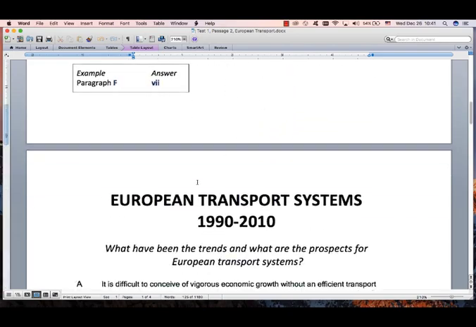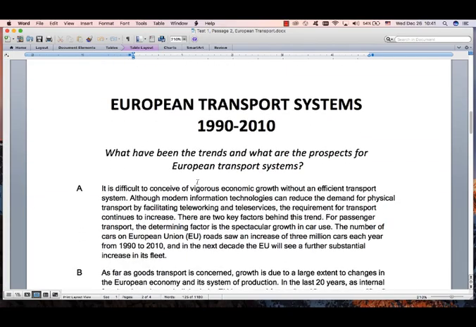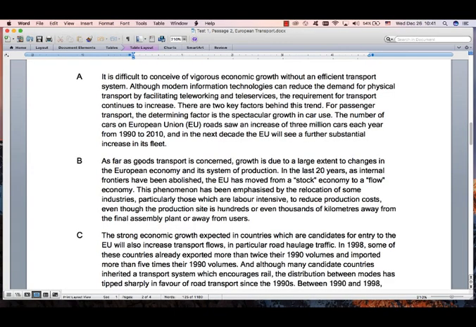I'm going to go through it a little bit faster now because I'm sure you've done this, so you're a bit more familiar with these. As far as goods transport is concerned, growth is due to a large extent to changes in the European economy and its system of production. One thing that's very important, IELTS loves transport as a subject, and they often talk about passengers versus goods. So you need to know all the words for goods. There are 3, I think. Goods, cargo, C-A-R-G-O, and freight, F-R-E-I-G-H-T. Know those synonyms because they're comparing passengers to cargo transport.